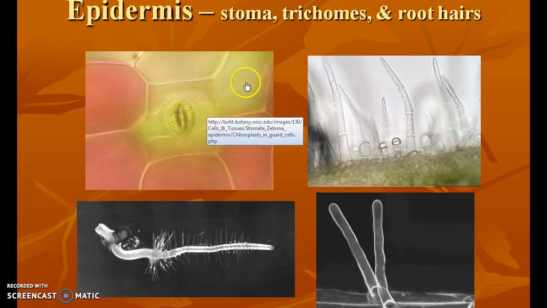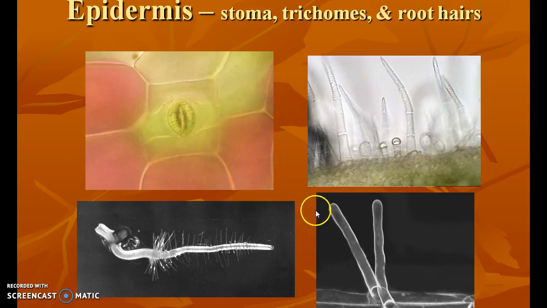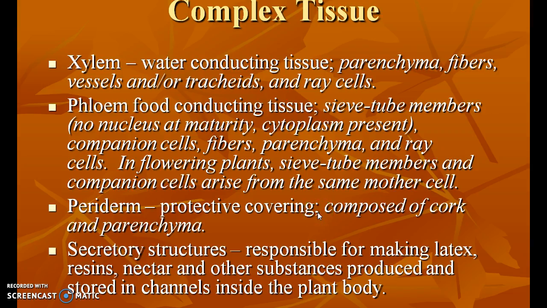So these are the epidermis, which contains the stomata, trichomes and root hairs. This is the stomata, these are the root hairs. Complex tissues: xylem, water conducting tissue, containing parenchyma, fibers, vessels and or tracheids, and ray cells. Phloem, food conducting tissue, containing sieve tube members, companion cells, fibers, parenchyma, and ray cells.